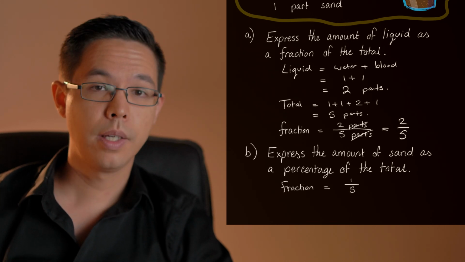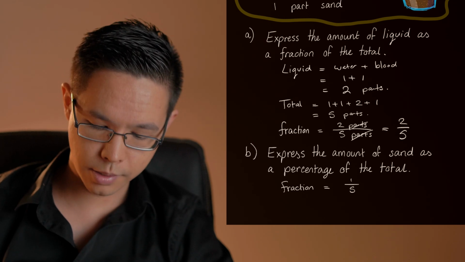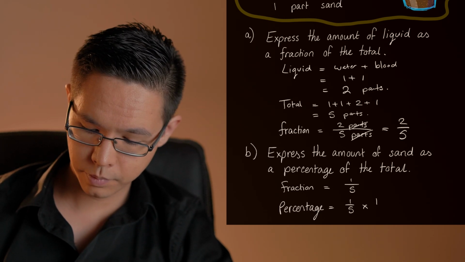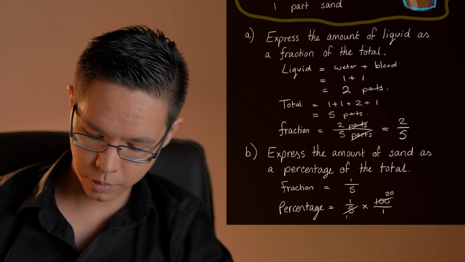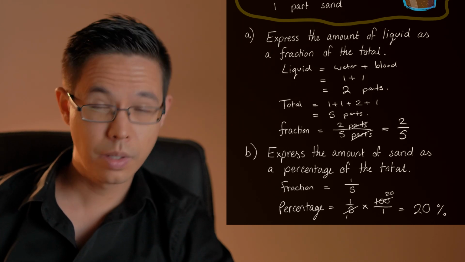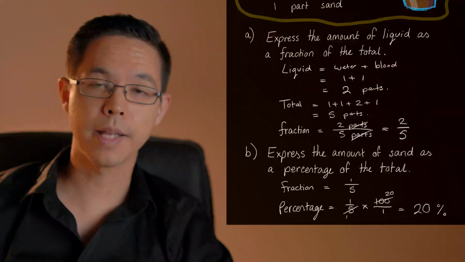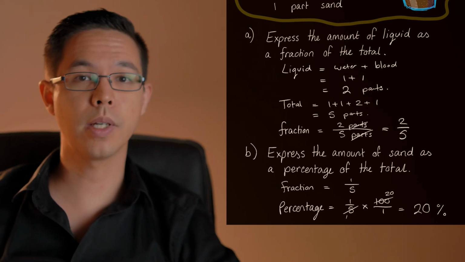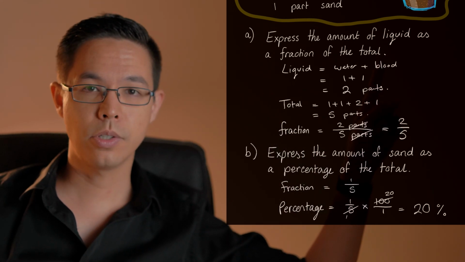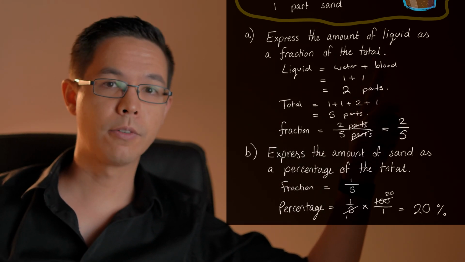1 out of 5. Now I'm going to convert this into percent. I'm now going to cross simplify. I get 20% as my final answer. And again, if that procedure that I just did now confused you, I'll give you a link to the previous video where I cover that technique.